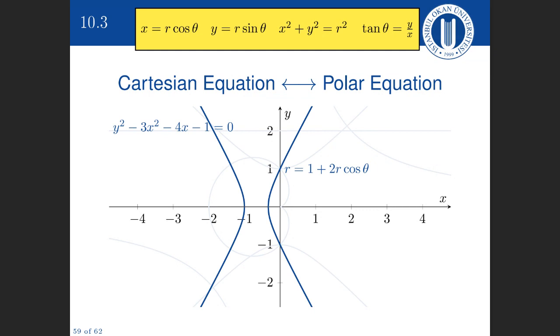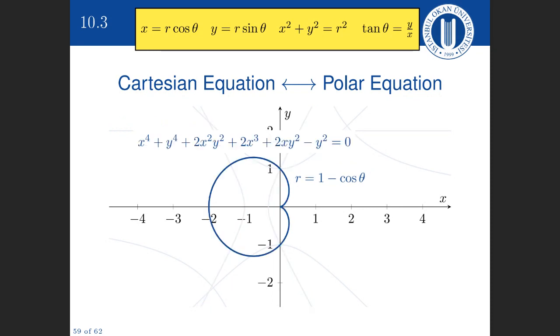This curve is x squared plus y squared minus 3x squared minus 4x minus 1 is equal to 0. Or if we use polar coordinates, that's the same as r is equal to 1 plus 2r cos theta, which I leave for you to check. And the final one, this type of curve is called a cardioid.